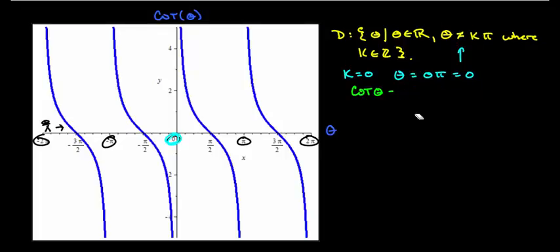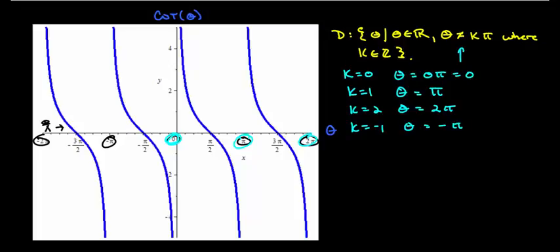Okay. What if k is 1? The next integer. So if k is 1, then theta will be equal to pi, and that's this guy. If k is 2, then theta is equal to 2 pi, and that's this guy. If k is negative 1, then theta is equal to negative pi, and that's this guy over here. So you see how we're getting all of those values out by just writing this one simple expression.